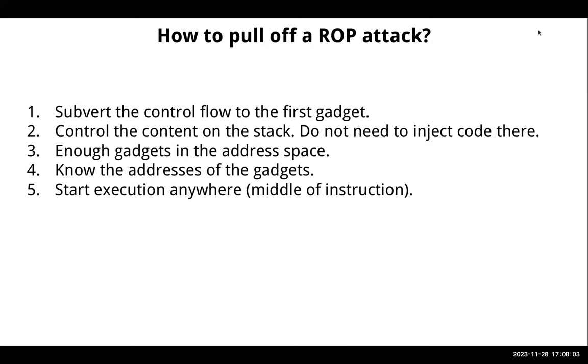You usually need the ability to start execution anywhere, right? Like in the middle of an instruction, so you can have new gadgets. If every instruction is aligned to 4 bytes or 8 bytes, and execution can only start at places aligned with 4 bytes or 8 bytes, then you are always executing legal instructions. Then you will not have enough gadgets.